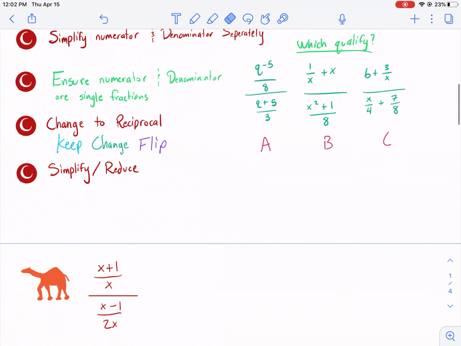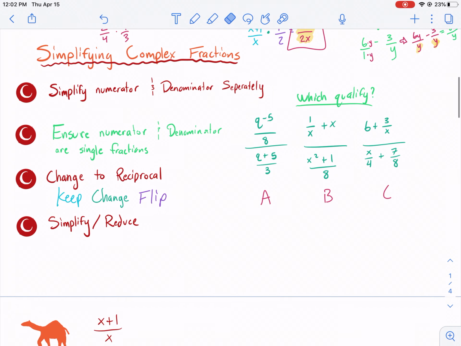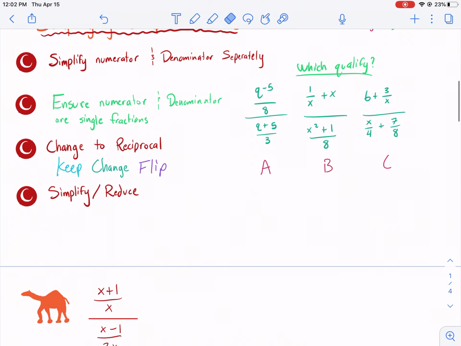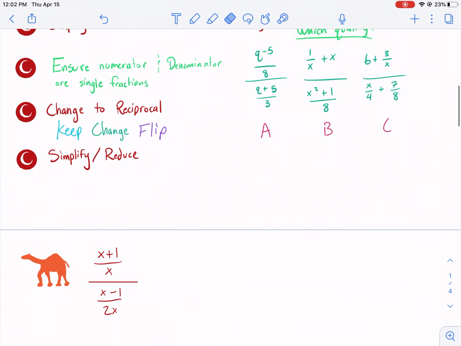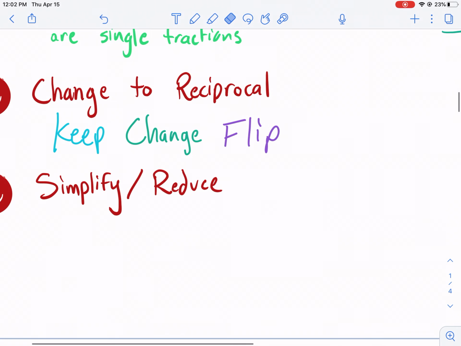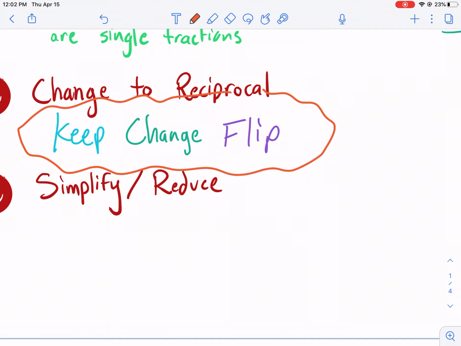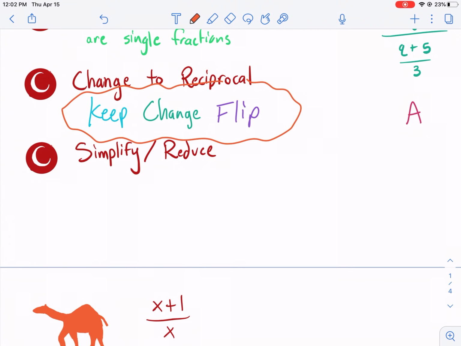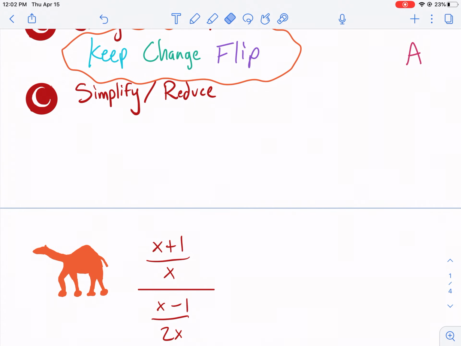In part 1, we talked about the 4-step process: simplify numerator and denominator separately, ensure numerator and denominator are single fractions, change to the reciprocal. And when we change to the reciprocal, really what we're doing is dividing fractions, multiplying by the reciprocal. That's kind of like the keep, change, flip. I didn't put this in the first part, but I'm going to be referring to keep, change, flip in this part 2, and then simplify and reduce.